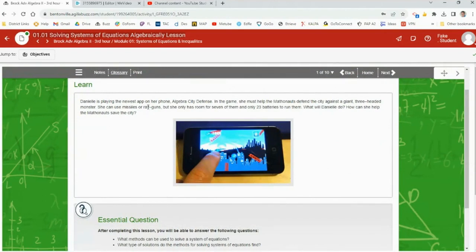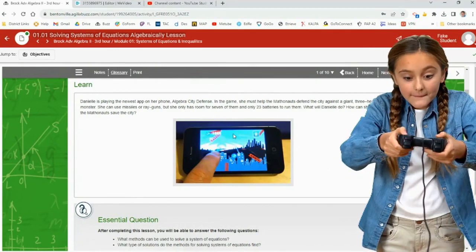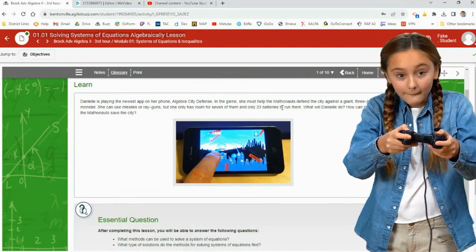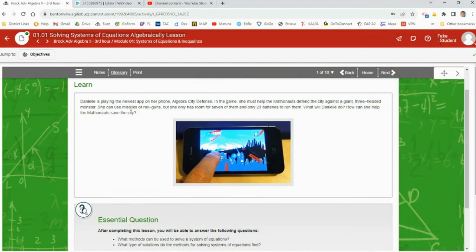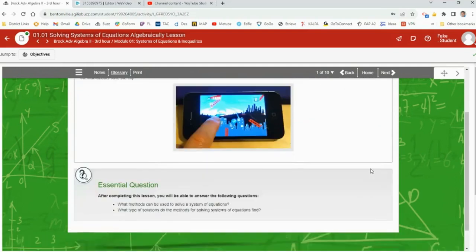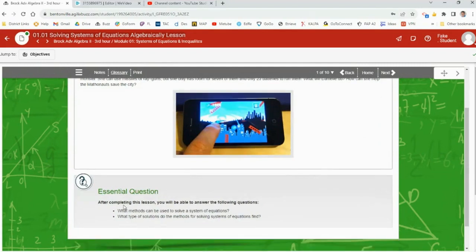It says Danielle's playing the newest app on her phone, Algebra City Defense. Ooh, I wonder if I can download that. In the game, she must help the Mathonauts defend the city against the giant three-headed monster. She can use missiles or ray guns, but she's only got room for 7 of them and only 23 batteries to run them. What will she do? How can she help the Mathonauts save the city? Okay, well, that would be a system of equations to kind of figure out the best combination of ray guns and missiles.